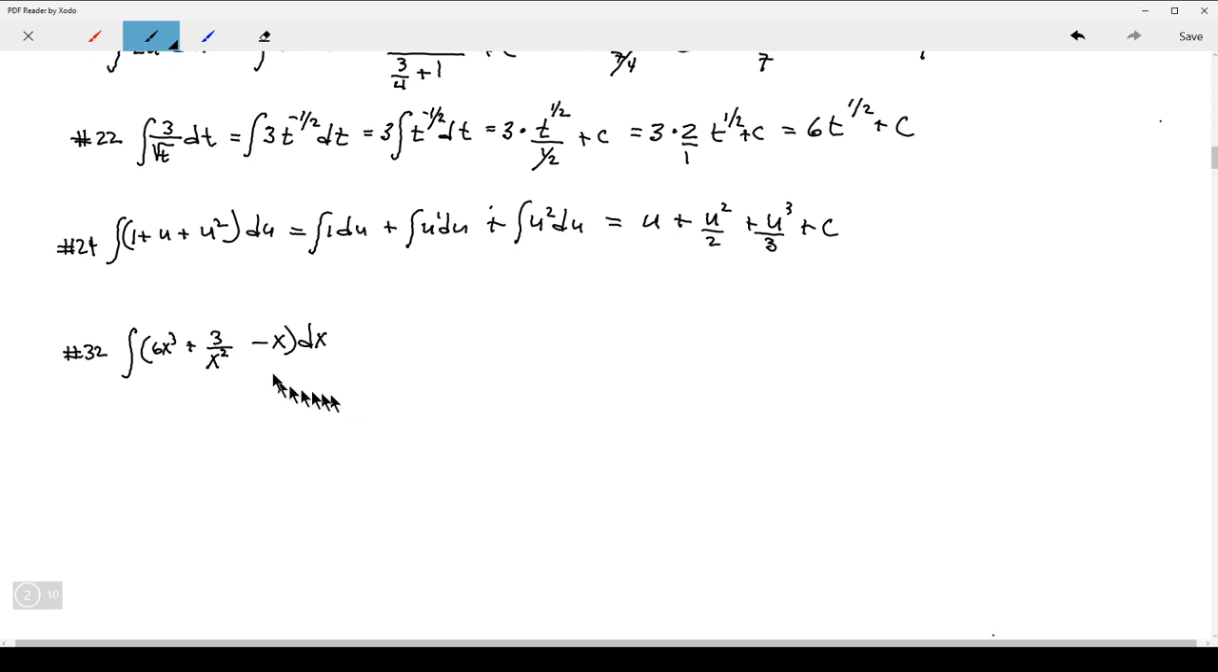The first thing that I need to do is make sure that I have the sum or difference of power functions, which right now I don't because of this term right here. So the first thing I want to do is to rewrite this. So that's going to be 3x to the negative 2 minus x, so really that's x to the first, dx.